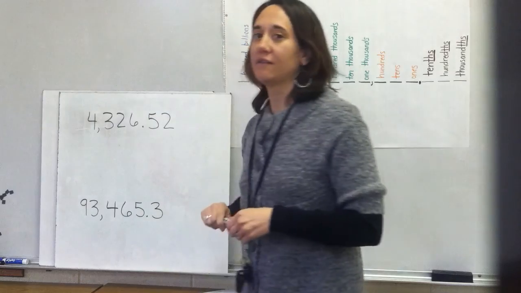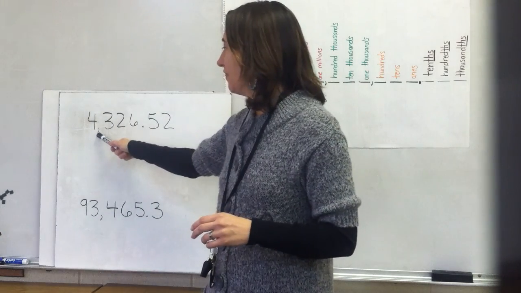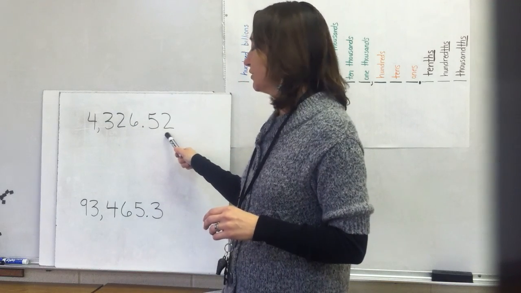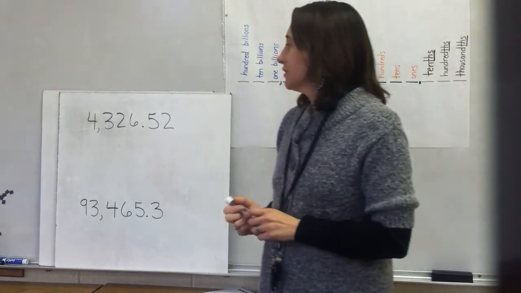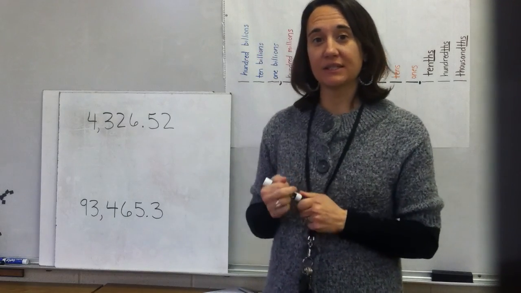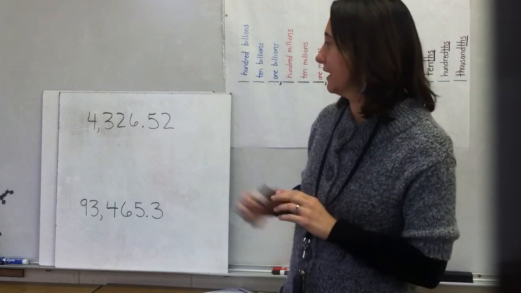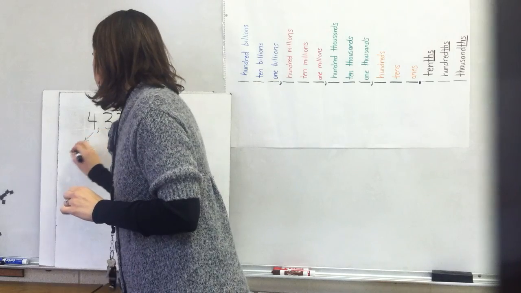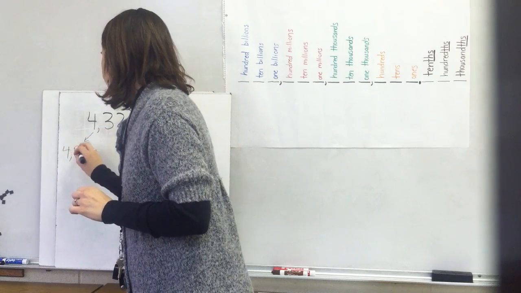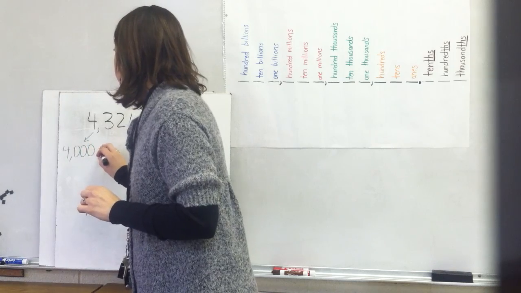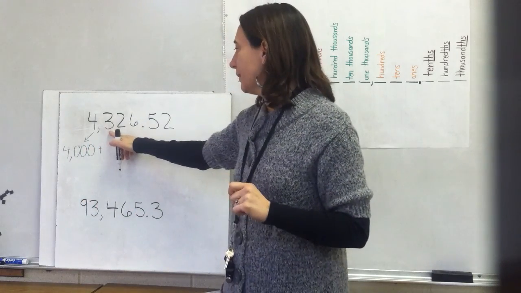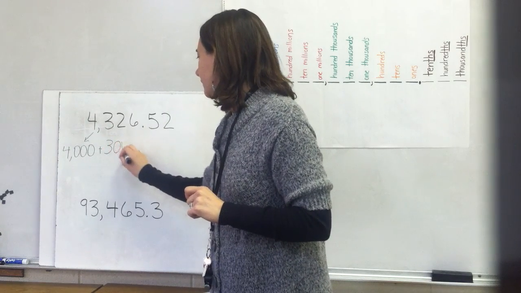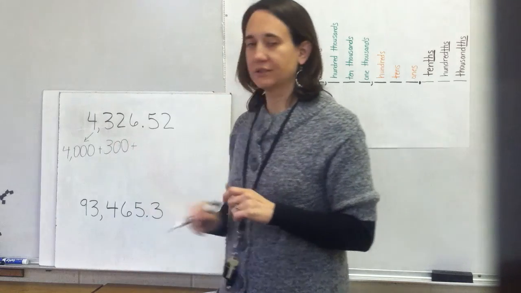This one up top. Let's read it first. First we have 4,326 and 52 hundredths. So let's start with the 4. What place value is it in? Well, hopefully you said it's in the thousands place. So we're going to write this as 4,000. We need to add to that the 3, which is in the hundreds place. This is 300.